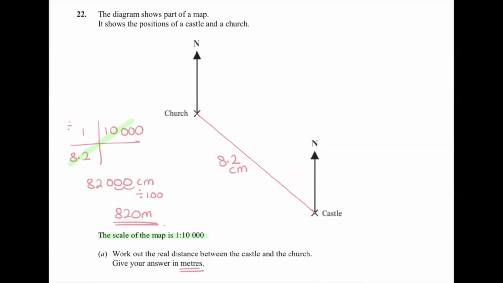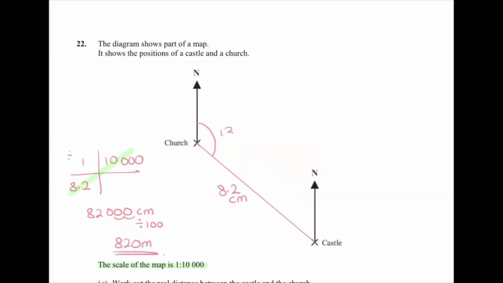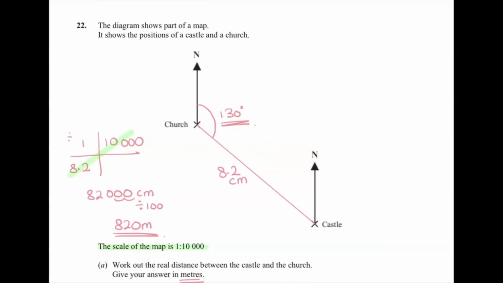Now we're being asked to work out the bearing of the castle from the church. That means we are at the church and we are going to travel to the castle on this bearing. So that's the angle that we have to measure. And we literally just do that with a protractor to get our answer of 130 degrees. And that's it for this non-calculator paper.